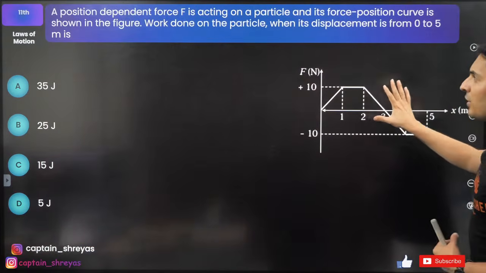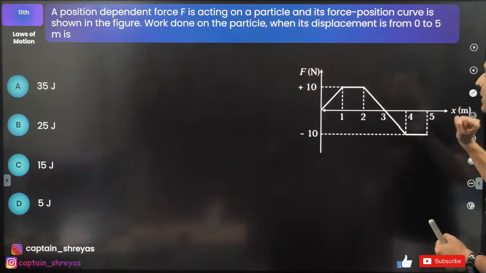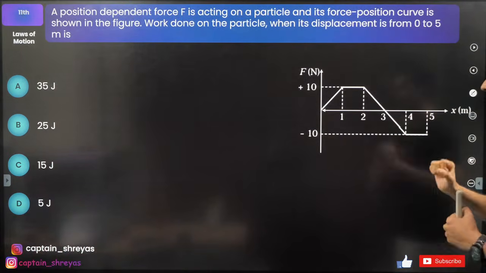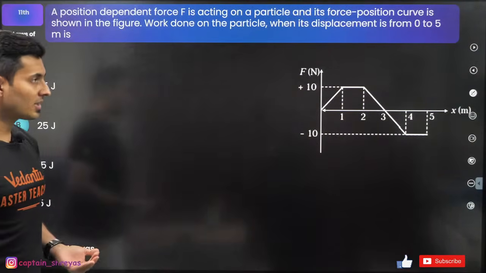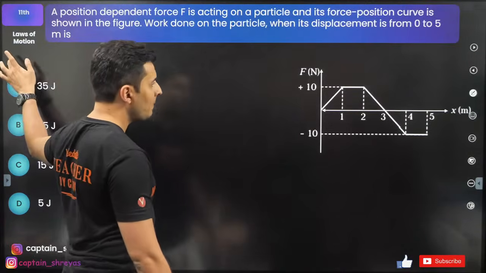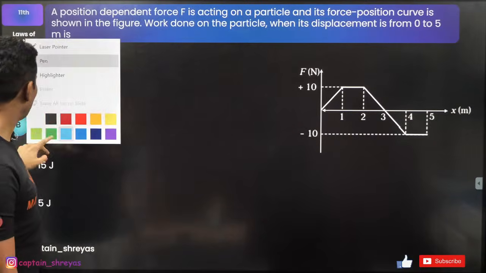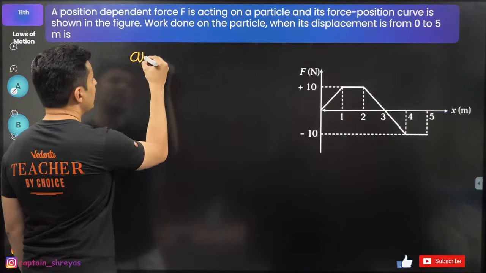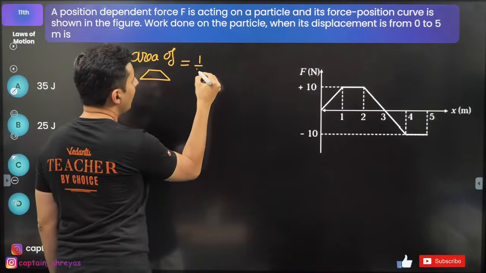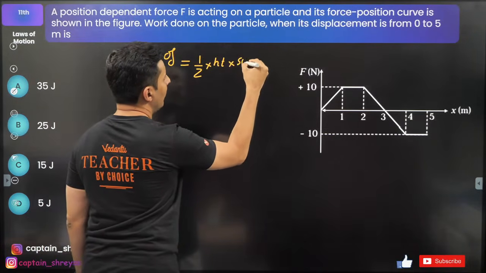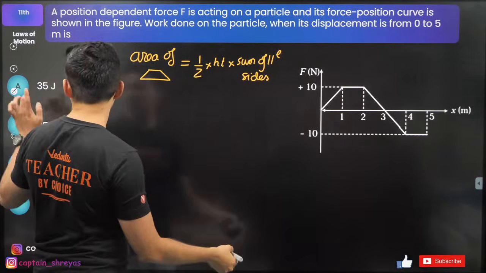A position dependent force is acting on a particle and the force-position curve is shown. Work done on the particle when the displacement is from 0 to 5 meters is how much? Remember, work is nothing but the area under the force versus displacement graph. So I should just calculate the area under the graph using the formula for the area of a trapezium. Area of a trapezium is half into the height into the sum of the parallel sides. Just use it, you will get the answer.